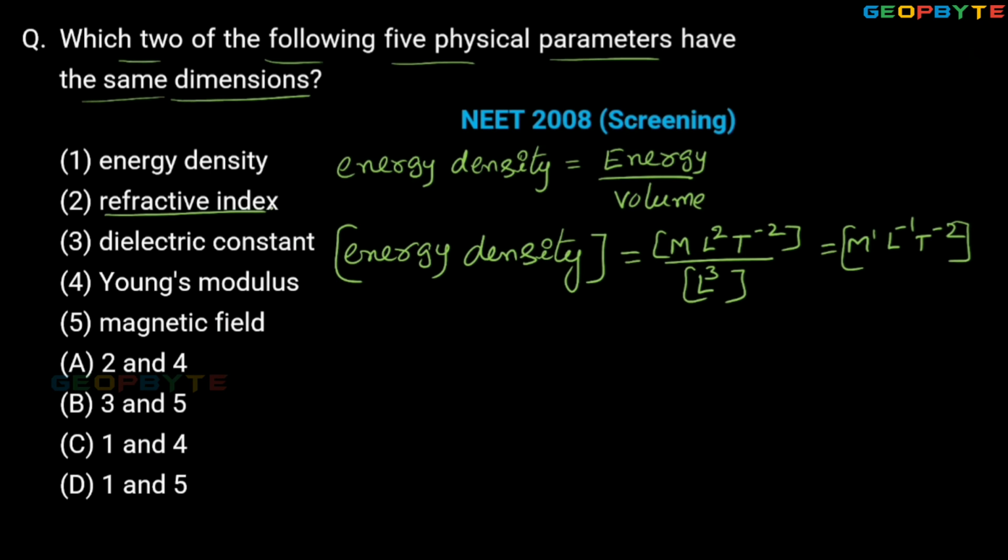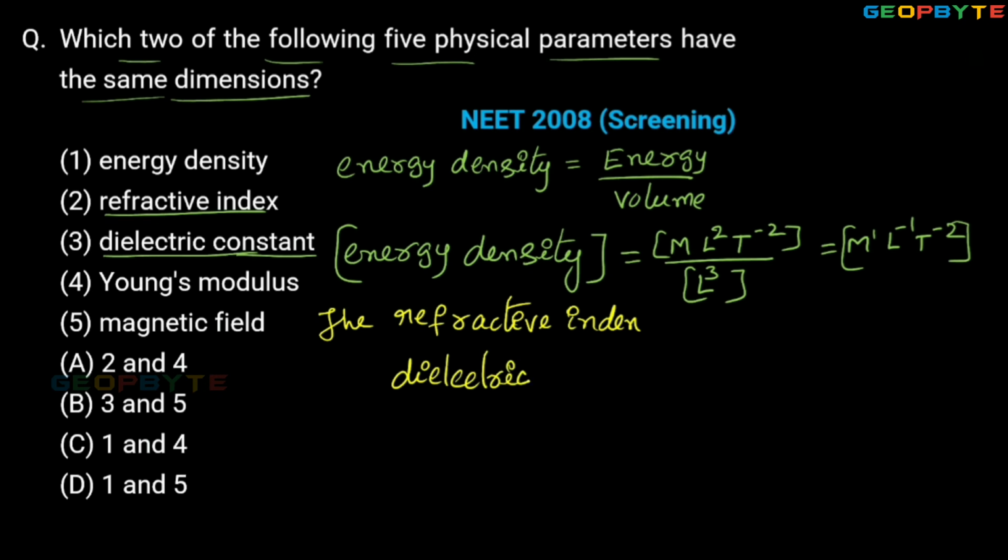Now come to the refractive index. Refractive index and dielectric constant. These two are not having any dimensional formula, right? Let me write that point. The refractive index and dielectric constant, these two are having no dimensions. Now look at the Young's modulus.